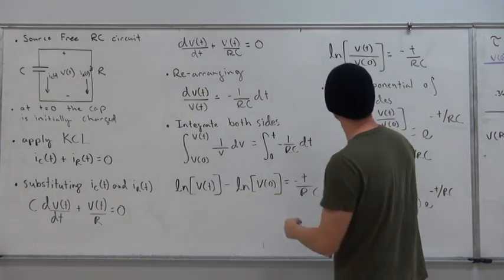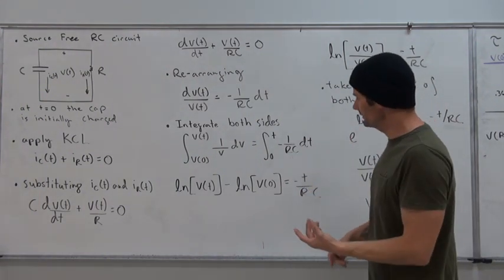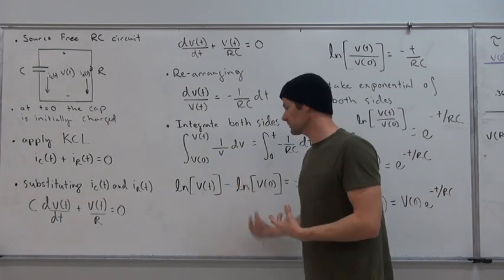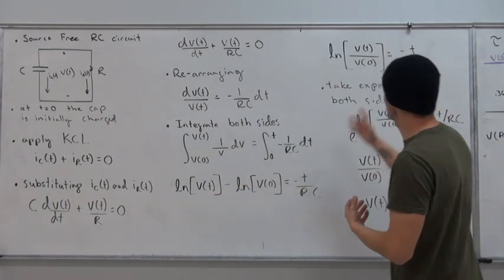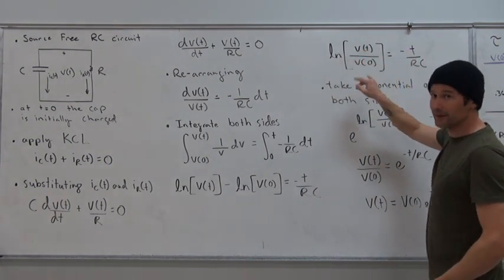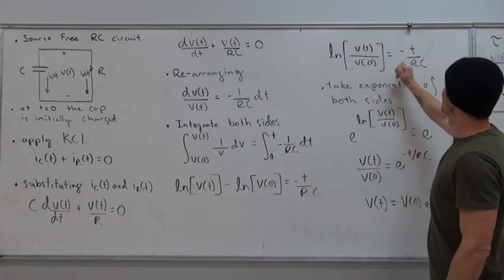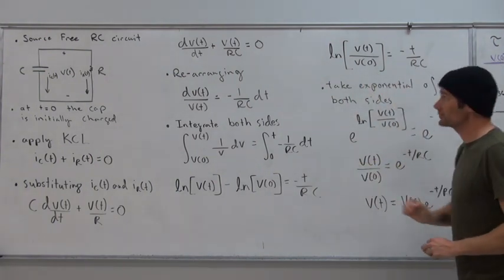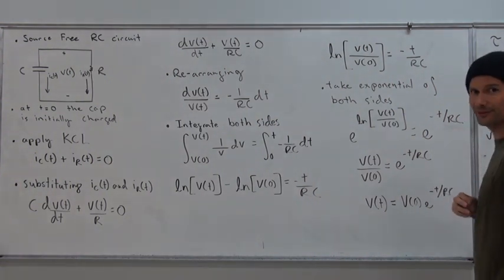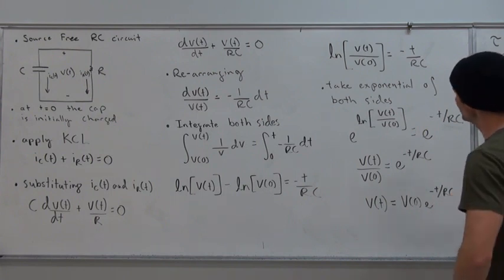So once we do that, we can actually apply another logarithmic identity that relates to basically two natural logs that are actually being subtracted off of each other. And sure enough, we could say the natural log of V of t divided by that initial condition of V naught is in fact equal to negative t divided by RC. Oh, well, how do we get rid of a natural log? Let's take the exponential of both sides, see what we get.